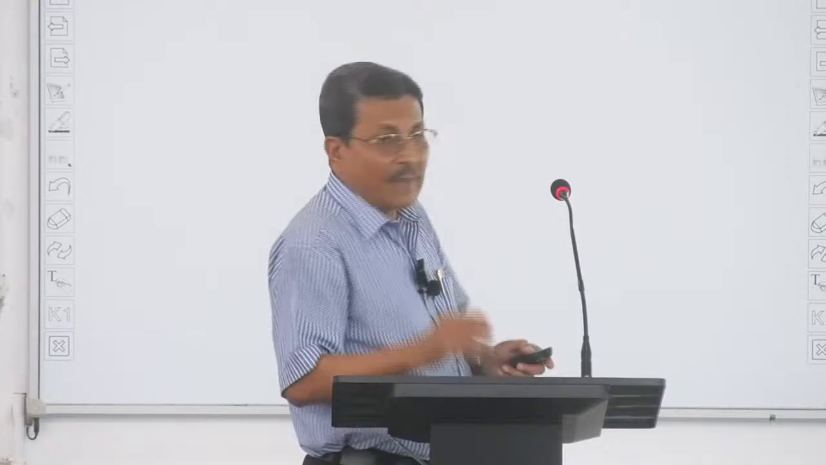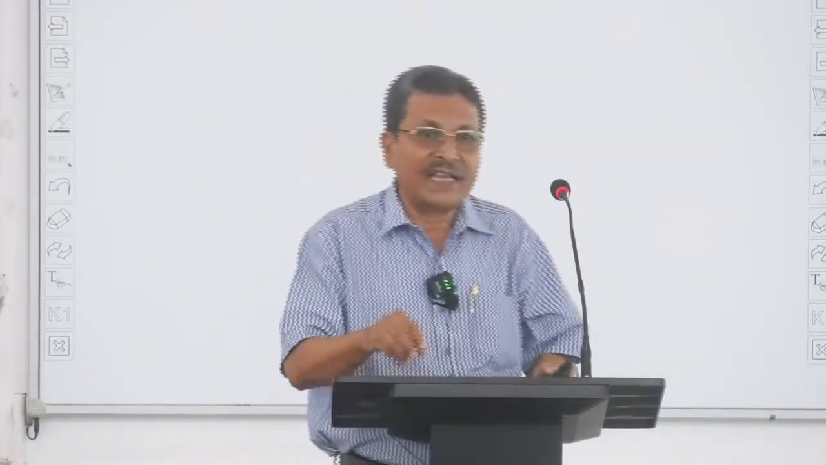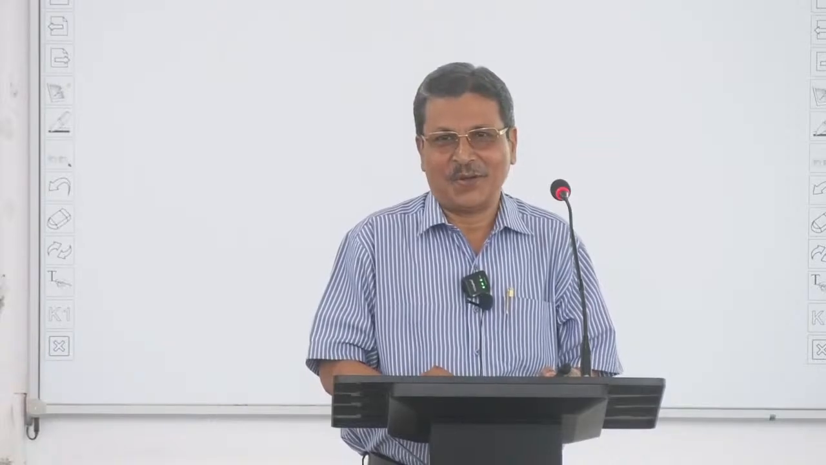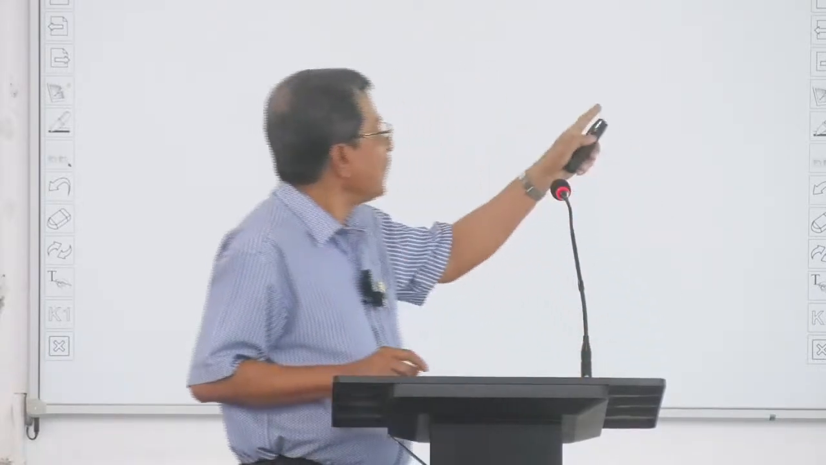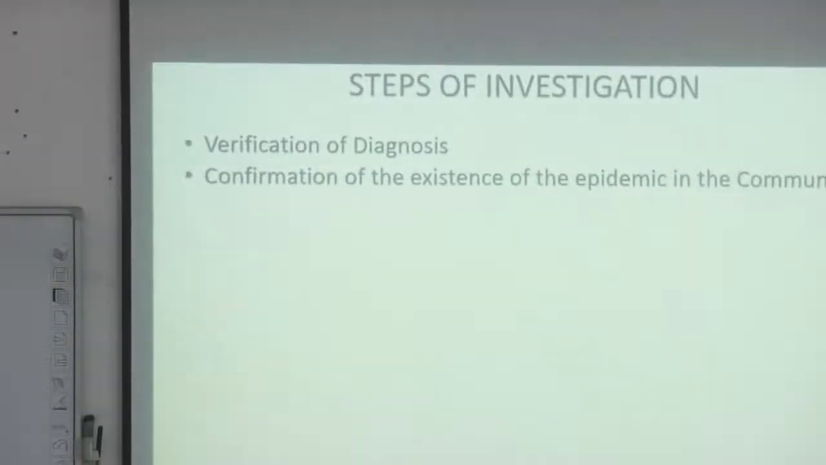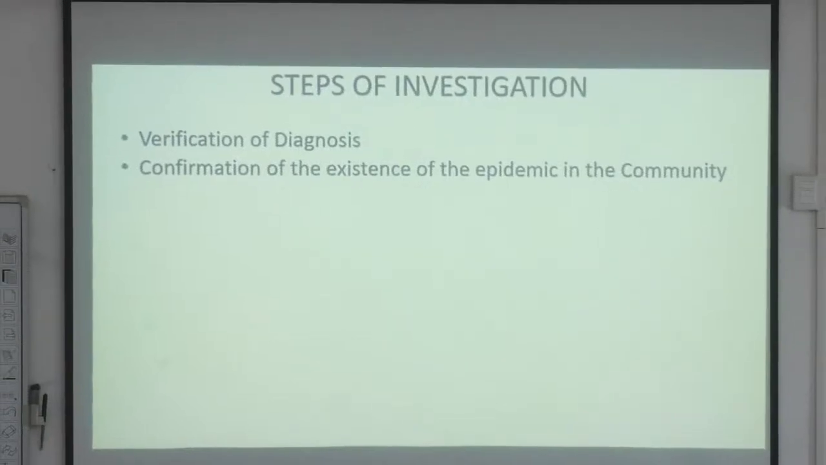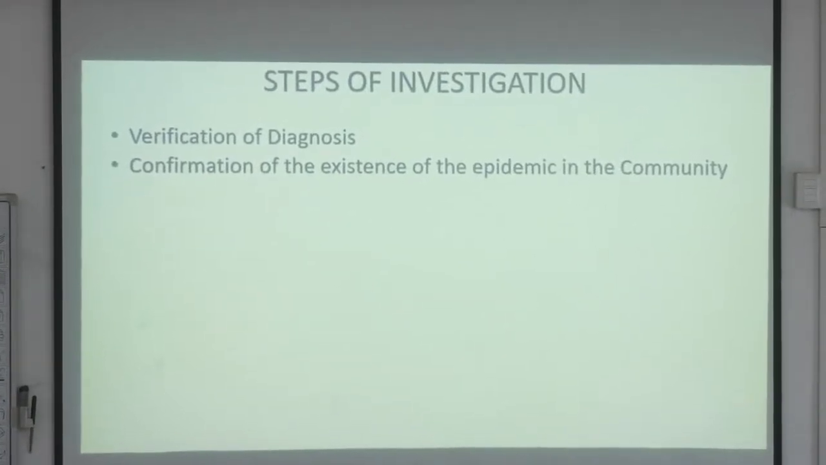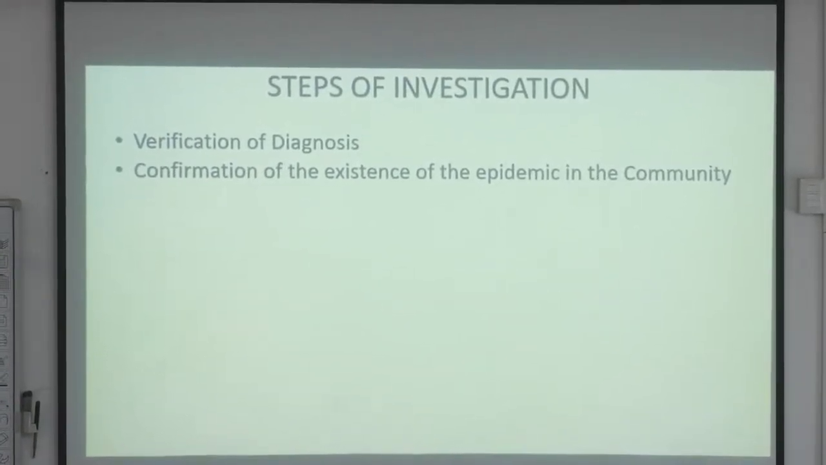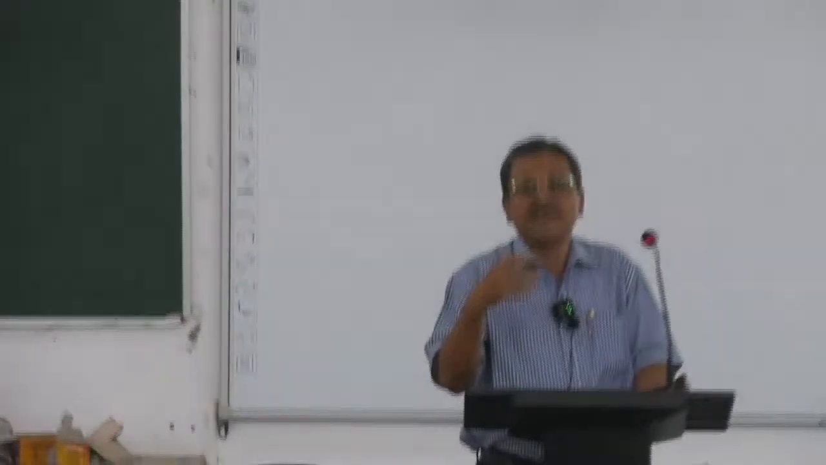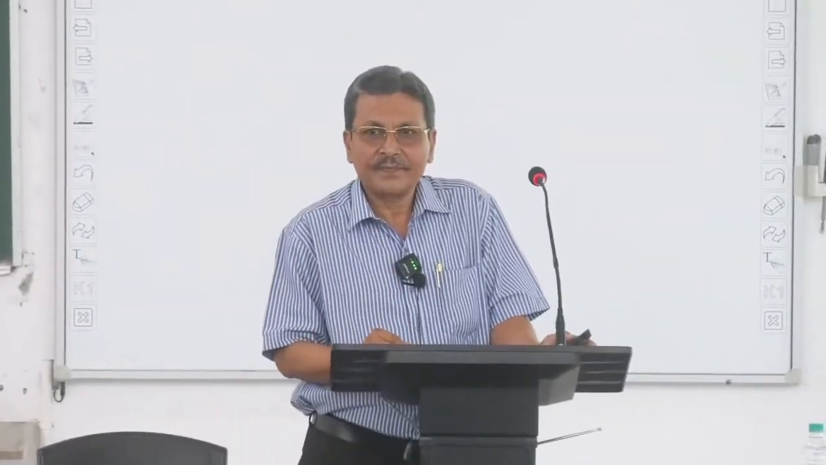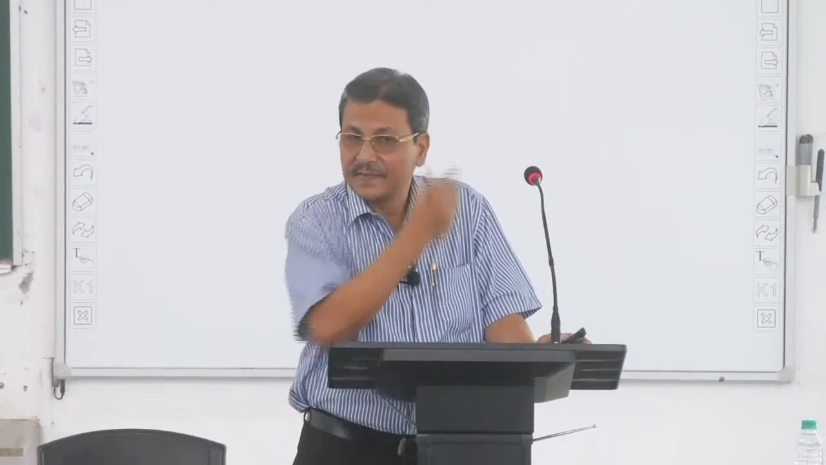The second point will go simultaneously, not separately. You have to confirm whether it is an epidemic. According to our definition of epidemic, you have to confirm whether it is an epidemic. For that you have to take the incidence rate for these years or these weeks. You know the difference between incidence and prevalence? What is the incidence of the disease?